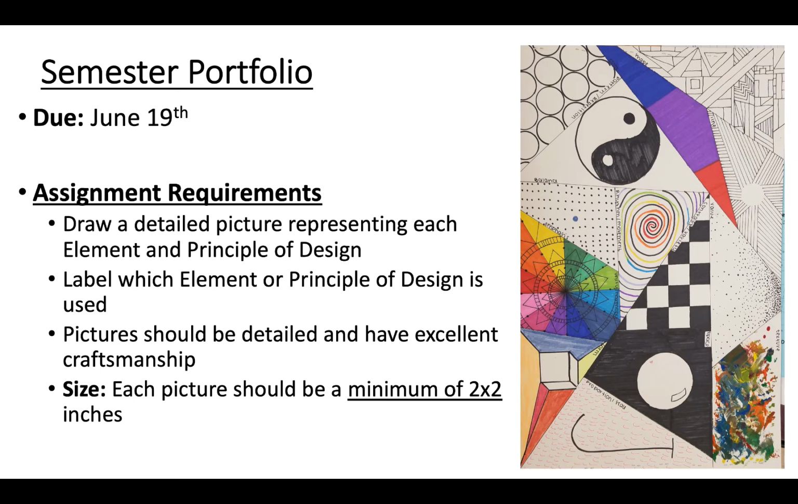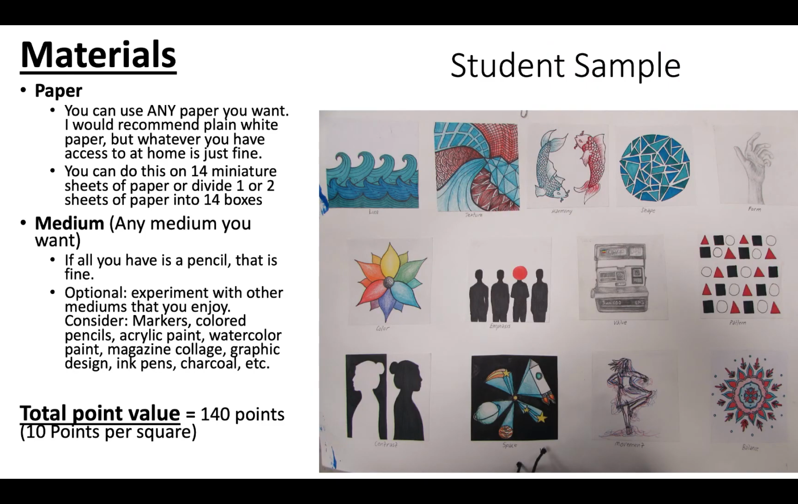Each picture should be a minimum of 2x2 inches in size. There are a lot of different approaches to doing this, so let's talk about them. Here's a great student example. They did this on the back of their portfolio and they had these little 4-inch squares. Now we don't expect you to have that, so you can use any paper you want. However, we would recommend plain white. You can do this on 14 different pieces of paper, or you can do it on one piece of paper and divide it into 14 boxes.